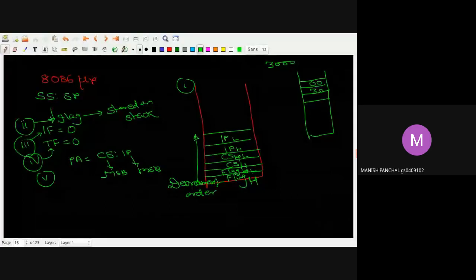So the first thing is that you have to push the flag, push the code segment, push your IP, and so on. And then finally, in the case of the hardware, through the hardware, the processor runs the interrupt cycle. For example, in the third case this value is stored.